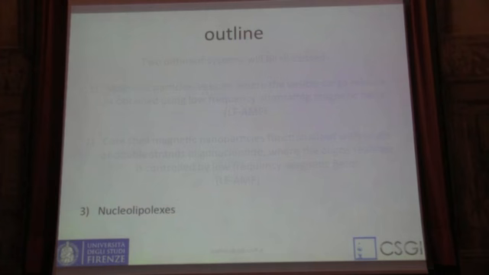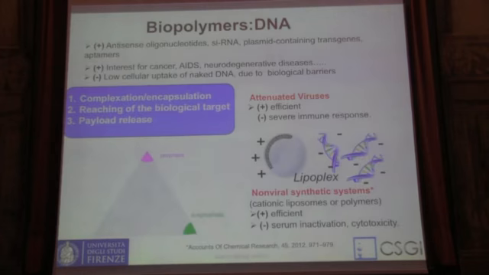So the last part of my talk is another system. These systems are, as you see, complementary among them. And in this case, we are working on the other side, so we are working on polymers and amplifiers. The typical systems in this area are systems used for gene delivery, and a very commonly used and very popular system is called lipoplexes.